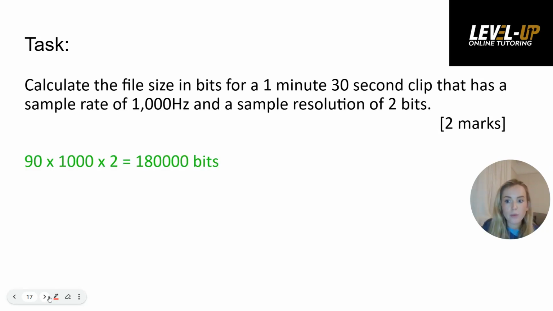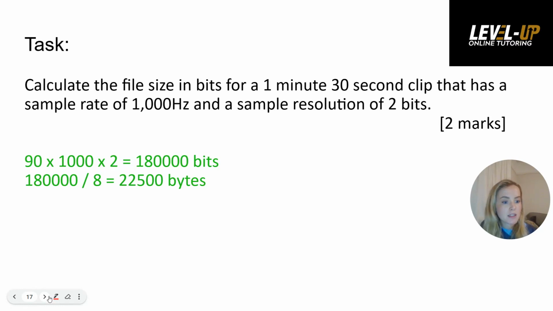So we are going to times them all together. So 90 times 1000 times 2. That gives us a total of 180,000 bits. Now, if I wanted to put them into bytes, what calculation am I going to do here? I'm going to divide by 8, which gives us 22,500 bytes. Is that the most appropriate file size I could potentially store something in? Maybe not. I may want to store it in kilobytes.